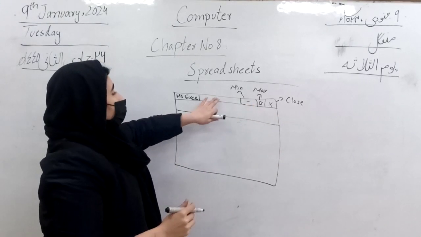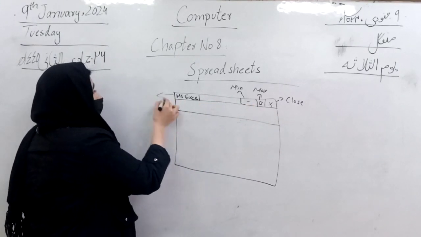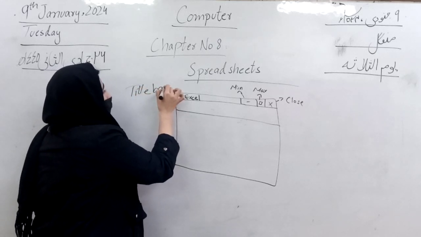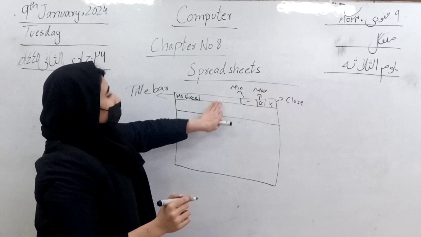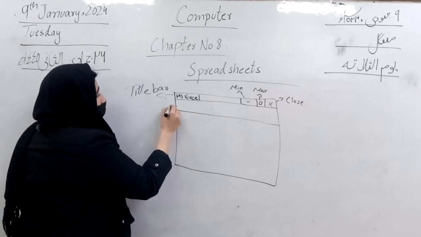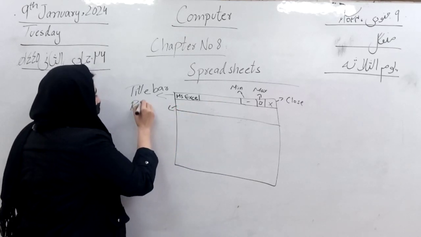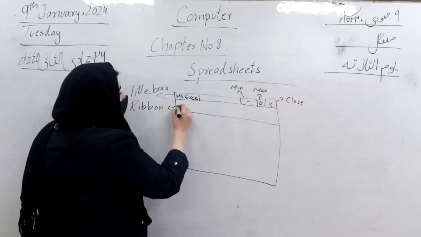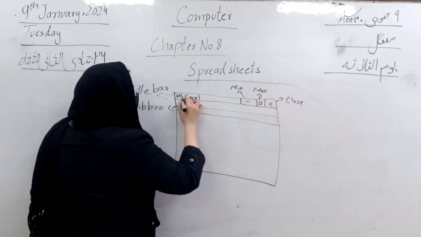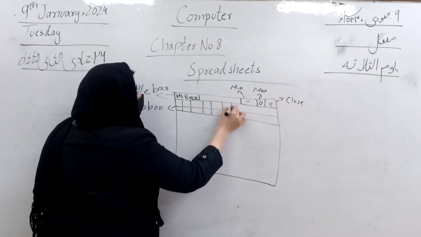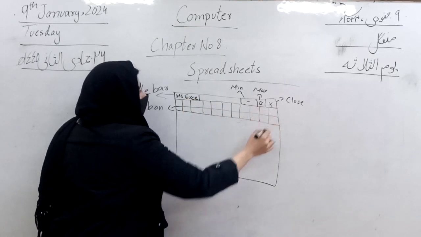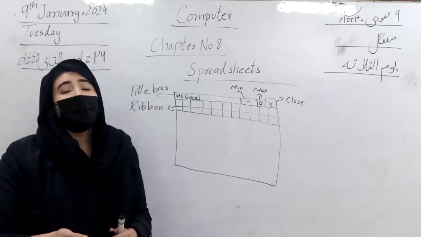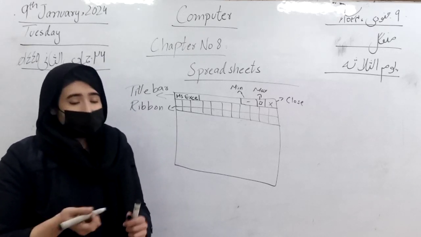So the title bar is on the top of the screen. Then after the title bar there is a ribbon bar which has all the important tools, which are very useful and helpful to create your worksheet.